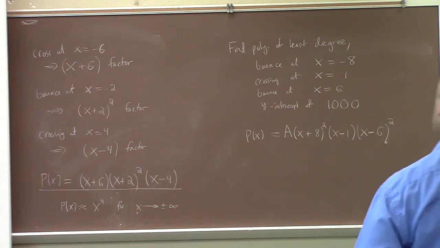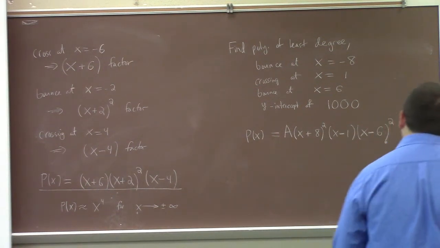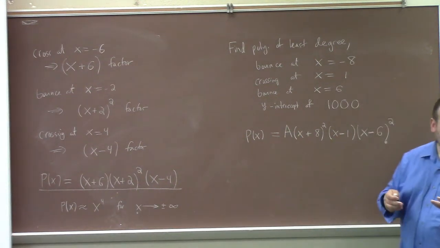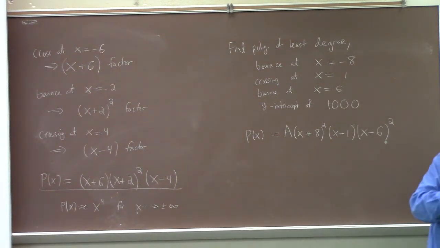All right, so I was saying, once we have that a there, we have to figure out which choice of a makes the y-intercept be 1,000. So what do we do? How is the y-intercept related to the formula for the function? This is always true, as long as 0 is actually in the domain.